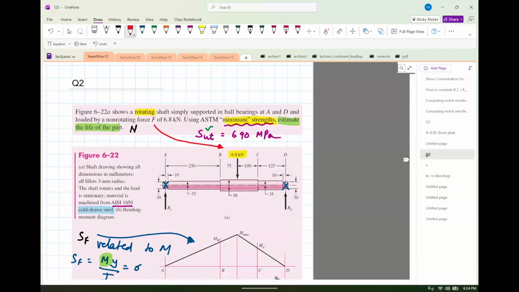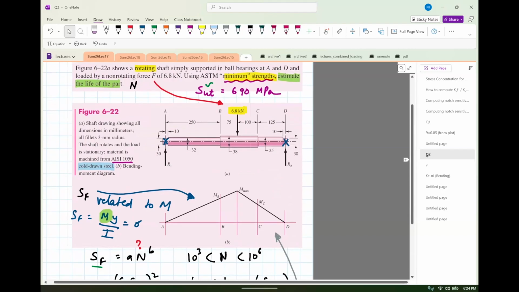SF comes from the loading. It actually is SF is My divided by I equals sigma. So what you'll do is compute the maximum moment, right? Because maximum moment means maximum S, and the lower the life. I depends on the cross section, and y is basically the distance from the neutral axis. The part which is most highly stressed is the top and bottom surface. You don't have to worry about compression or tension. Use the maximum value. In this case, it's symmetric, so it doesn't matter if it's top or bottom. You're just going to use the absolute value.